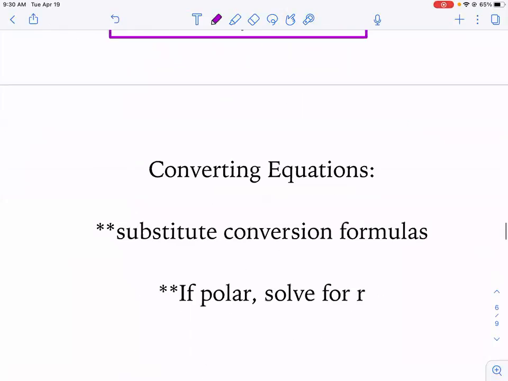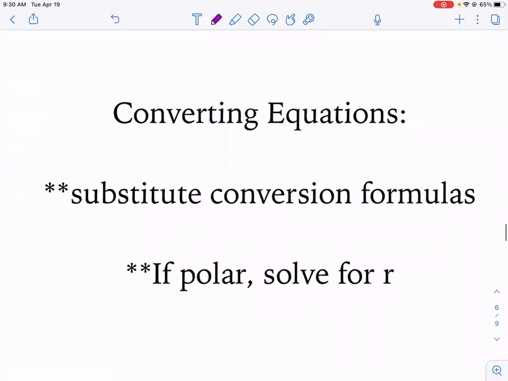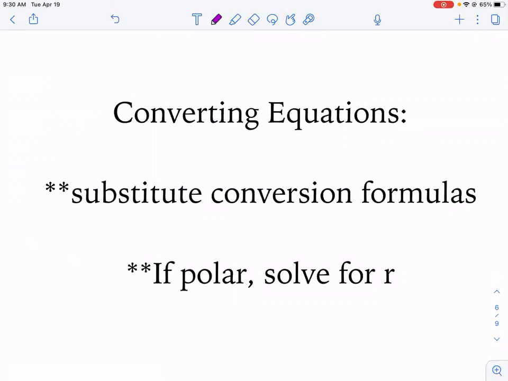All right, now we are going to convert equations. When you are converting equations, I need you to substitute your conversion formula. So if you have x's and y's and you want r's and thetas, use whatever formula is going to help you get there. We like to solve for y when we have rectangular equations. When we have polar equations, we like to solve for r.